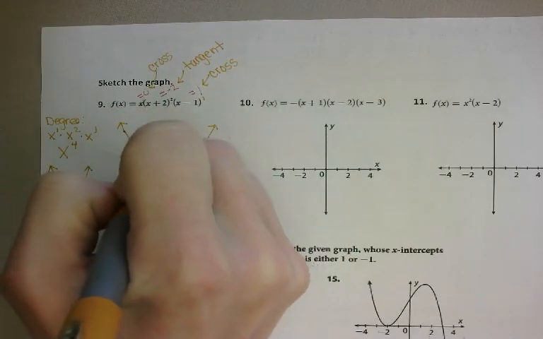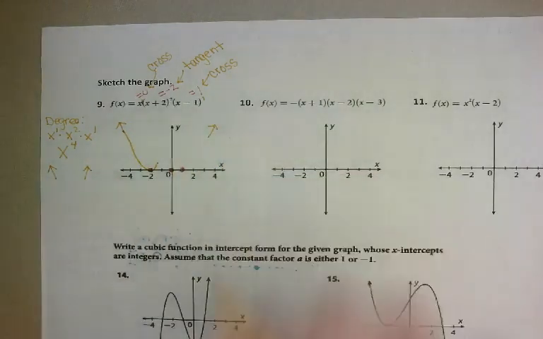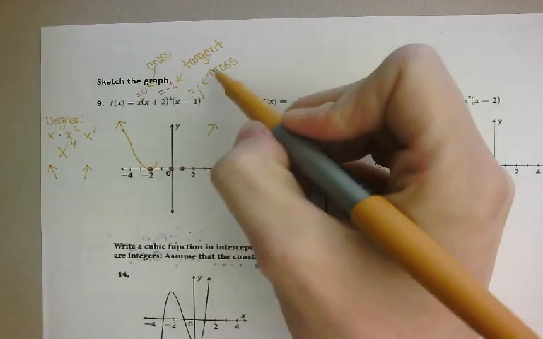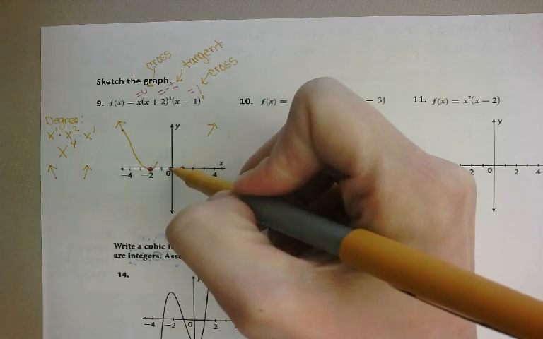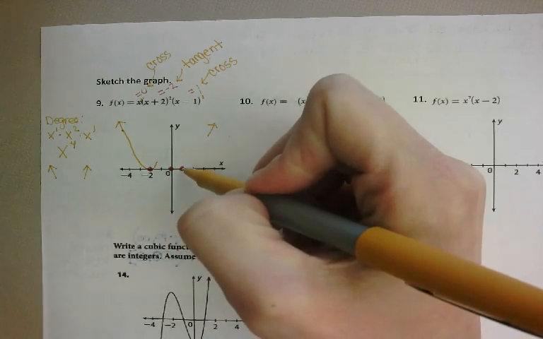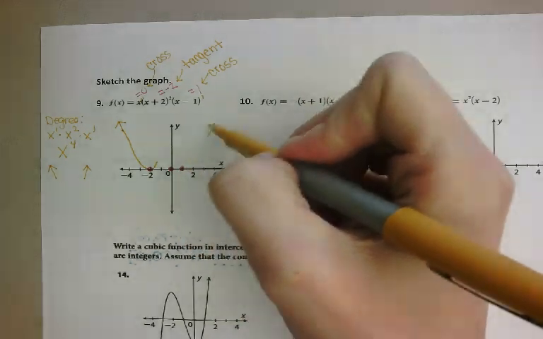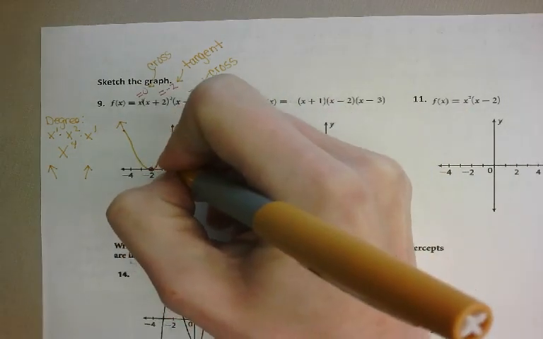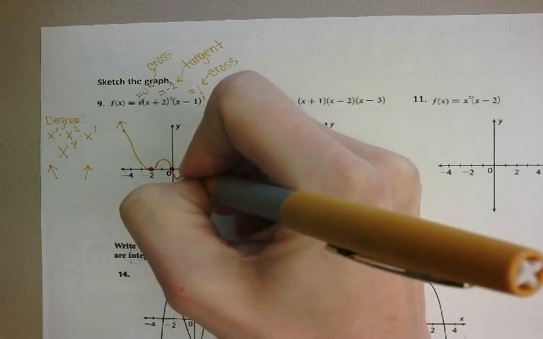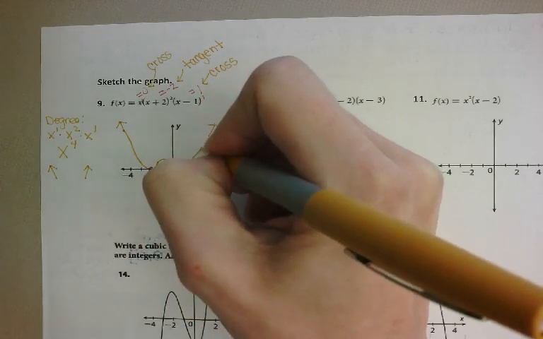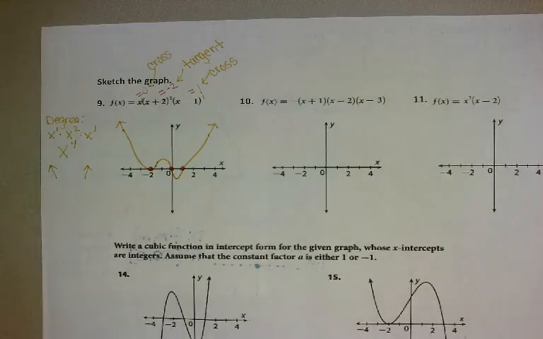So I know I can't go through it, so I got to bounce up. I know that I have to then pass through or cross the 0, and then I also have to cross through the 1 and end up here. So I'm going to just bend this back. I crossed through the 0. I know I have to come back and cross through this and end up here.